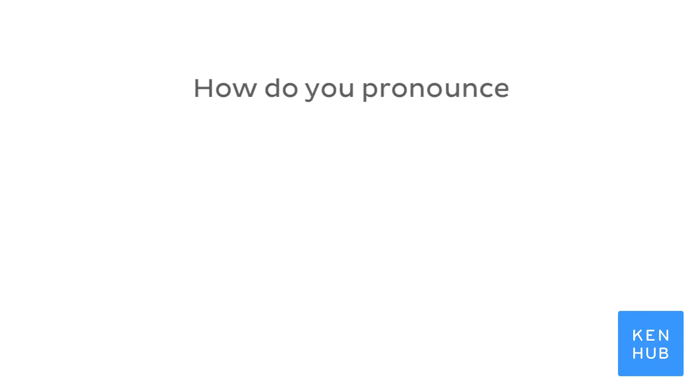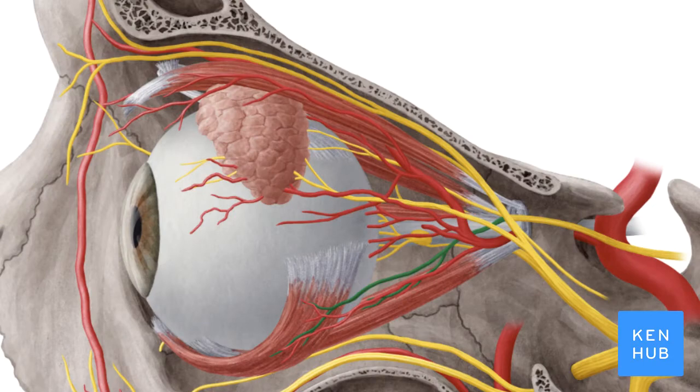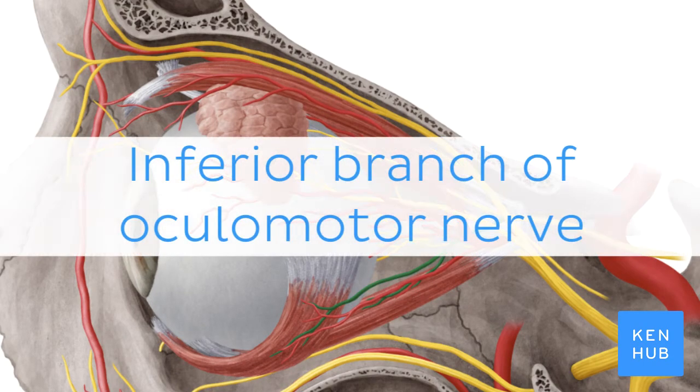How do you pronounce inferior branch of oculomotor nerve? Inferior branch of oculomotor nerve.